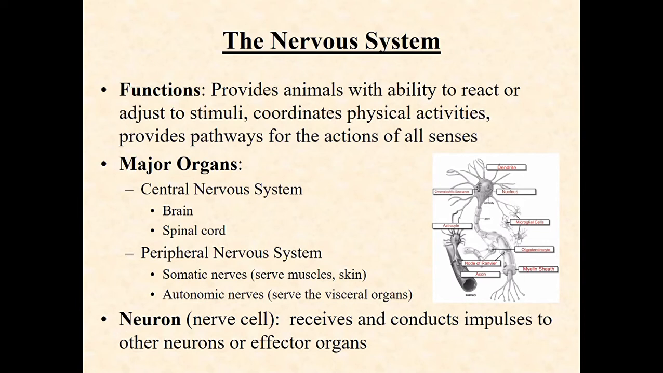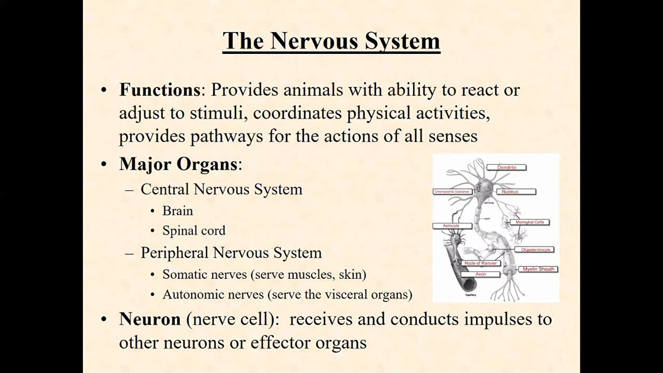So your nervous system provides animals with the ability to react and adjust to stimuli, coordinate physical activity, and provides pathways for actions of all senses. So the nervous system allows you movement, your mobility. Your nervous system is your brain and your spinal cord. Peripheral nervous system, you have your somatic nerves, which serve the muscles and the skin, and the autonomic nerves serve the visceral organs.